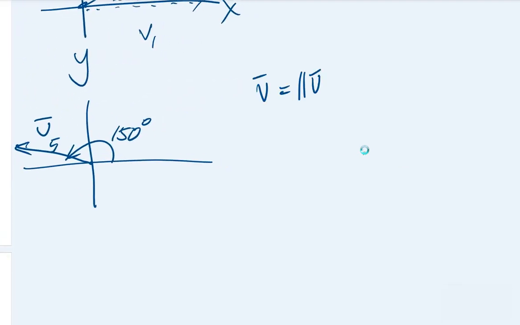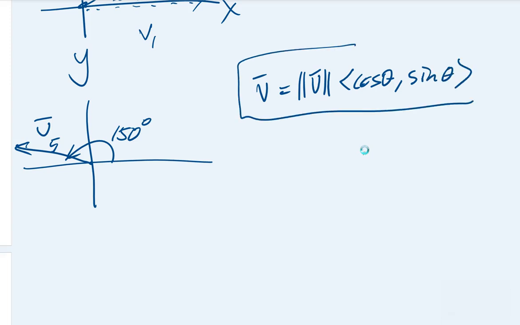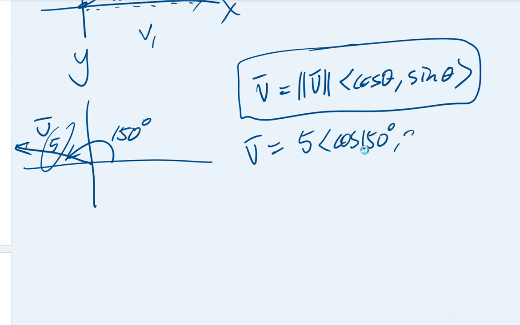v is the magnitude of v times (cosine of theta, comma, the sine of theta). All right. So I want you just to look at this formula for a second. Let's work with it with this problem, and then I'll derive it for you. All right. So in this problem we have v is 5 because that's the magnitude of v. So the magnitude of 5, and then we have (cosine of 150, comma, sine of 150).